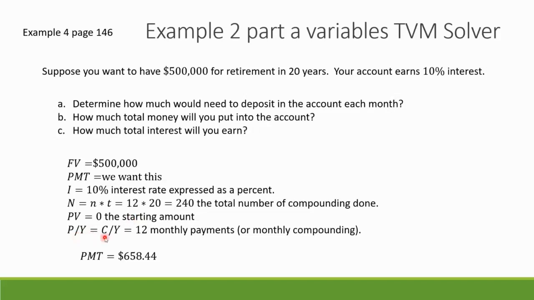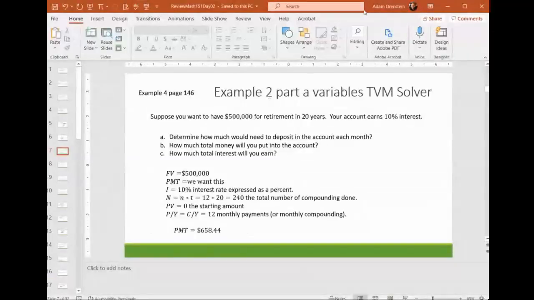And P/Y and C/Y here, they're both equal to 12 because again, this is how often the account is being compounded. You could also think of it as how often we're making deposits. Or when we get to the withdrawals, it's how often we're taking money out of the account. But they're both always equal with us. Theoretically, they don't have to be, but for us, they're always equal. And in this case, they're equal to 12. So let's go to our TVM solver.